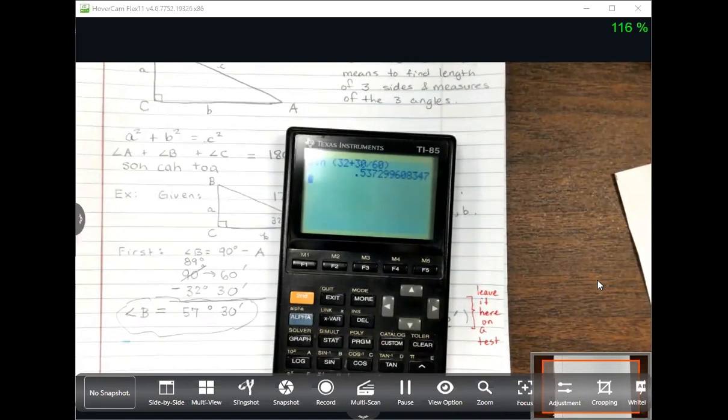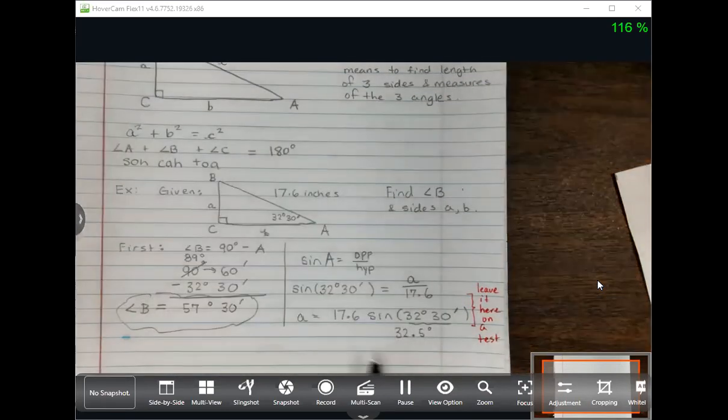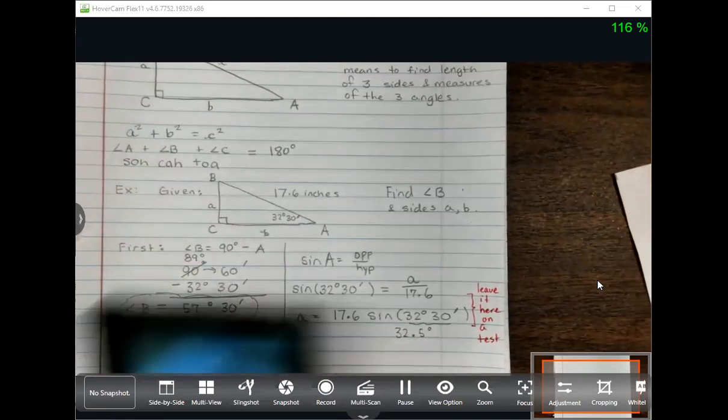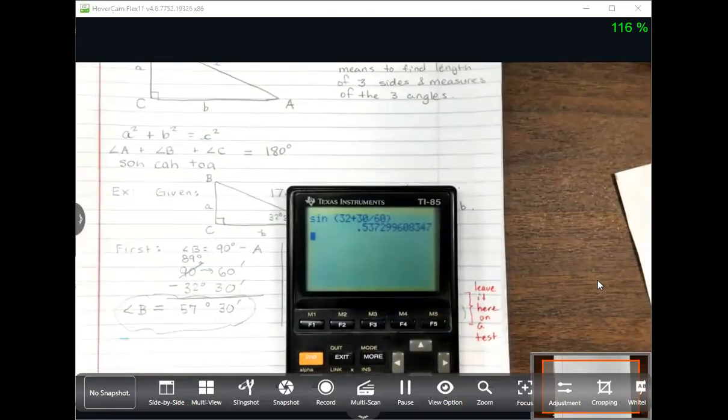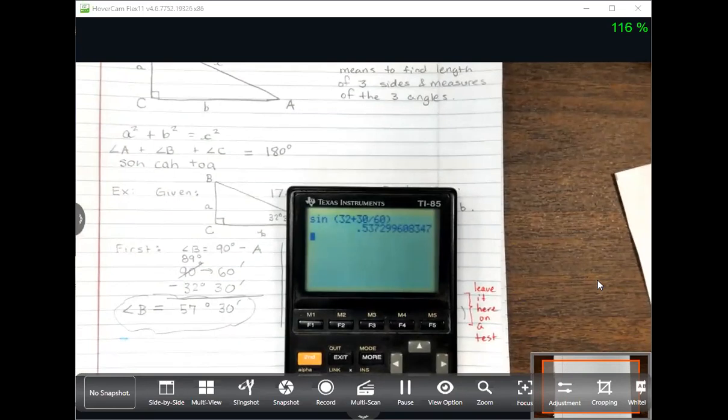But instead of rounding right now, I'm going to do the next step, which you told me was to multiply by 17.6. So now I'm going to take that number and just multiply by 17.6, and I get 9.45. I only want one decimal place of accuracy, so I'm going to need to round that 4. So we got 9.5 is the length of A.